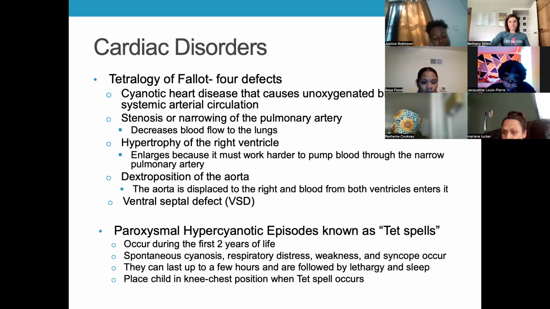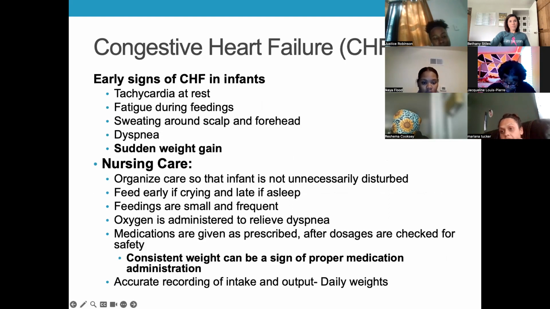Okay. When we're looking at congestive heart failure, some of the early signs that we see in infants are going to be tachycardia at rest. So their baseline heart rate is going to be elevated. They're going to fatigue easily during feedings, and we might see sweating on their scalp and forehead. Sweating is pretty abnormal for infants. So anytime you see sweating outside of environmental factors, there's something else going on. They'll have difficulty breathing. And the big thing that you notice is a sudden weight gain.